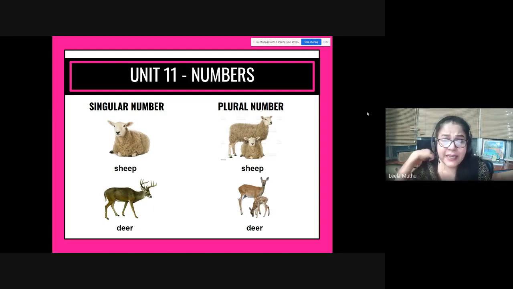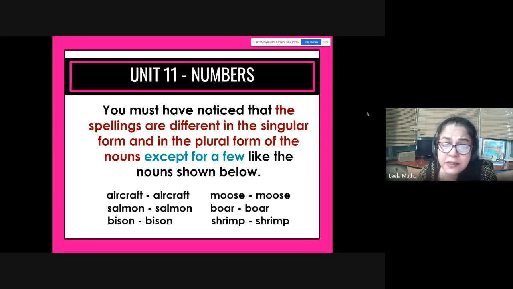You never ever get mixed up with it again, like why is it written without an S? Once you learn these, okay? Sheep, sheep, deer, deer, okay? And there are also some others like aircraft. You don't say aircrafts, you say aircraft.